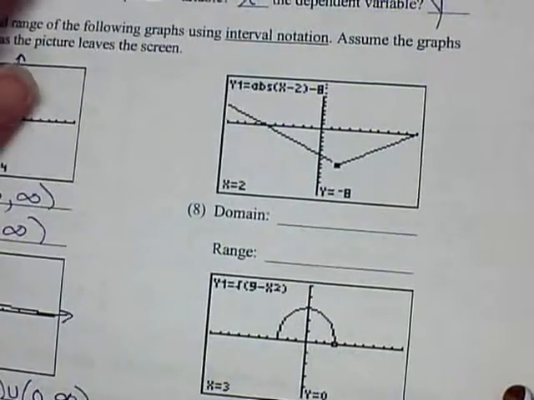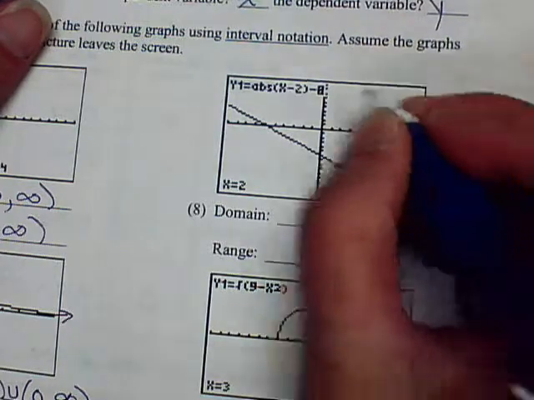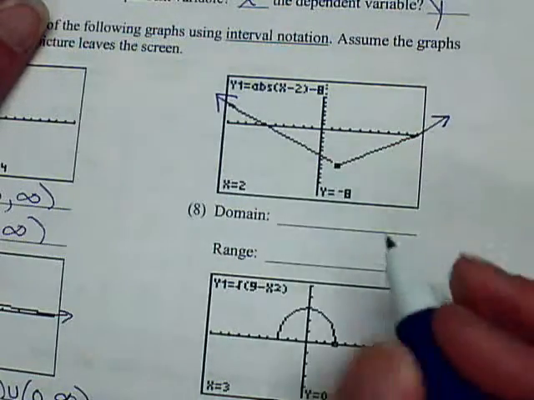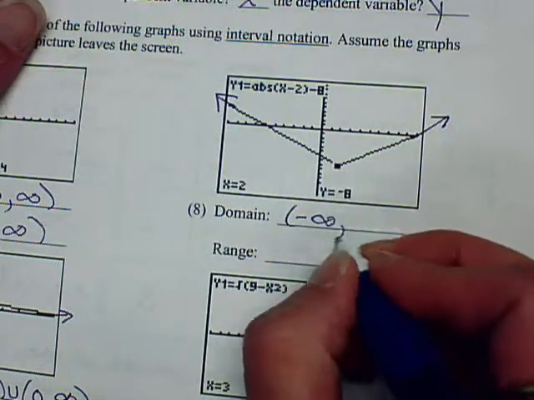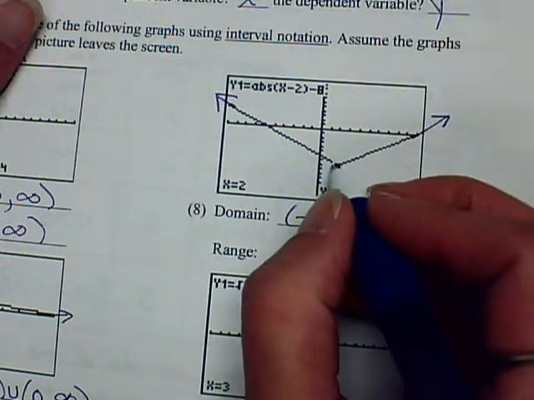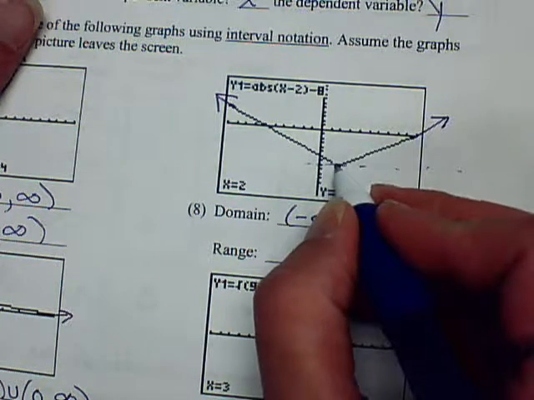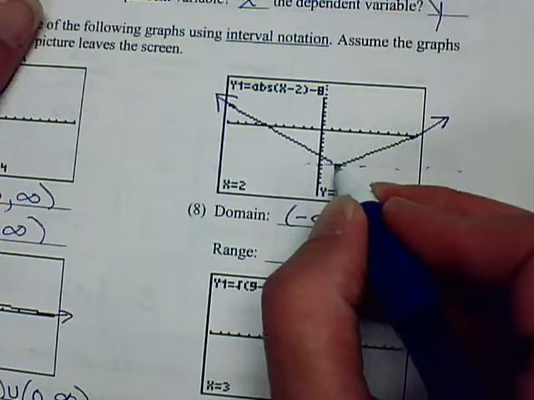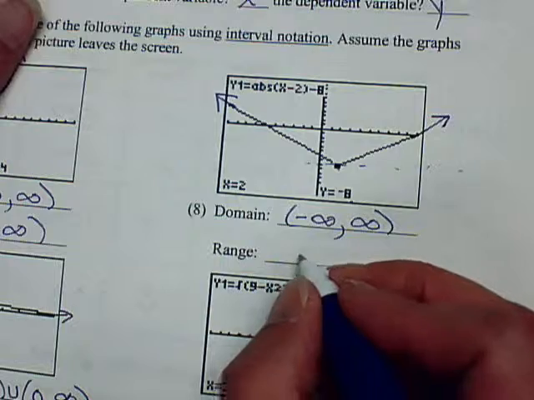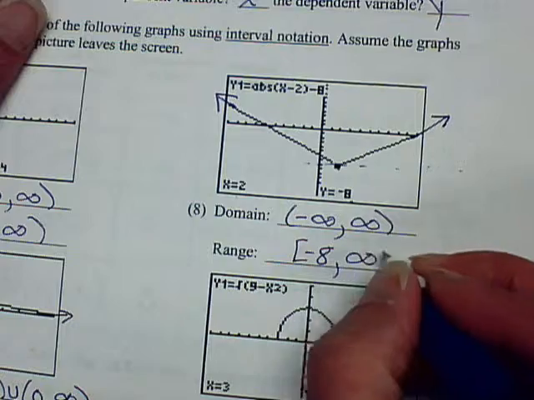Number 8, domain and range. Again, since this is going to the edge, we assume that it keeps going off and off forever. So on this one, there is no break or anything. The domain would be all real numbers, or negative infinity to infinity. The range, do you notice that we have a lower boundary here? And luckily, the cursor is actually at that point. And that point is (2, -8). So that's telling me that my smallest y value is -8. And it keeps going up from there, so it goes off to infinity.